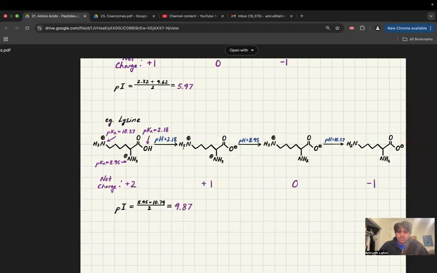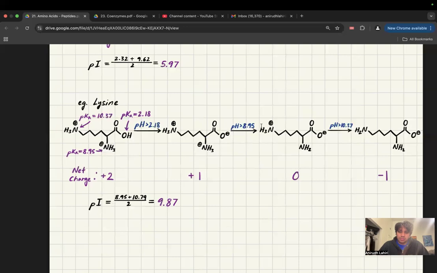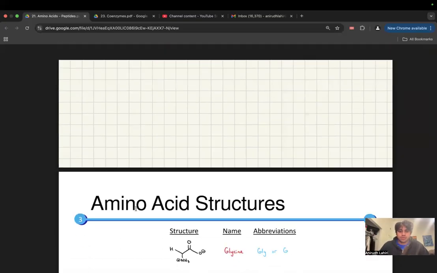So these are the states at which we change charge, right? And we'll find that the PI is zero between here and here. So we average these two pKa's. Generally speaking, for amino acids, you just average the pKa's that are closest to each other. So 8.95 is a hell of a lot closer to 10.37 than 2.18 is, right? So we average those two values.